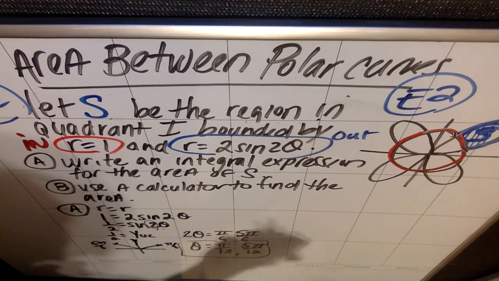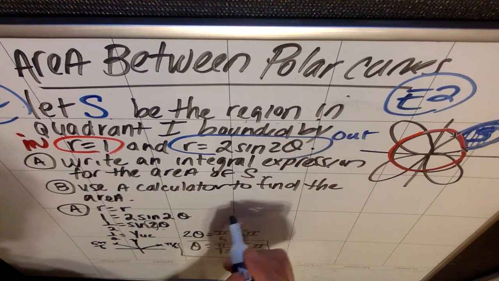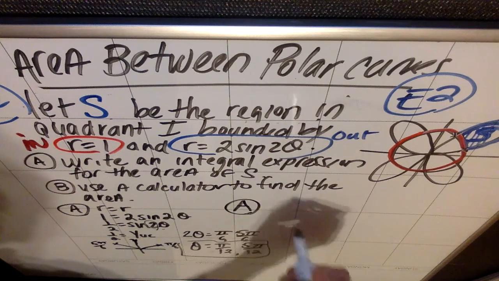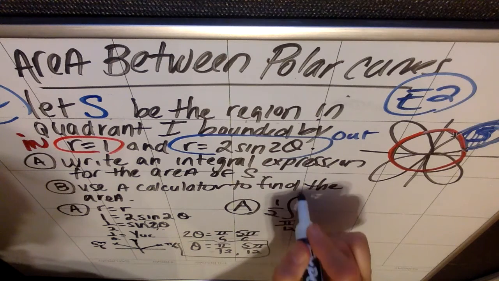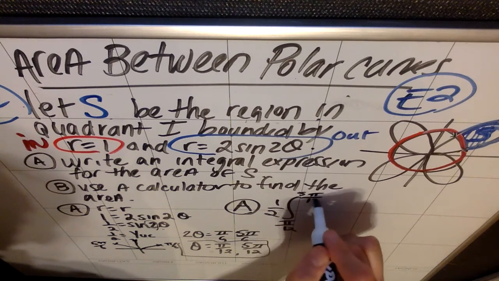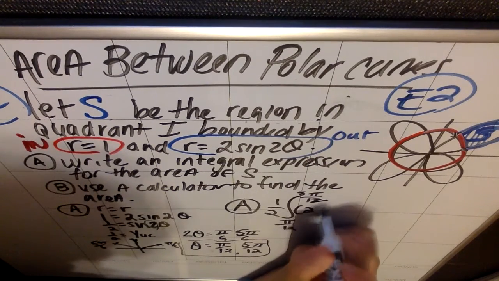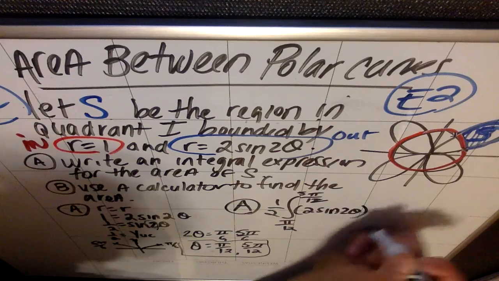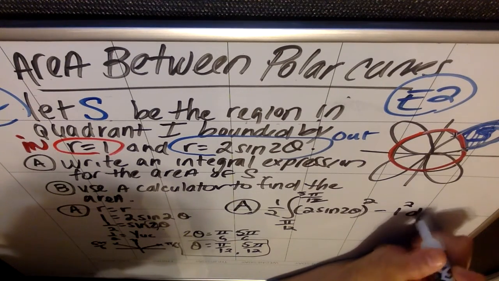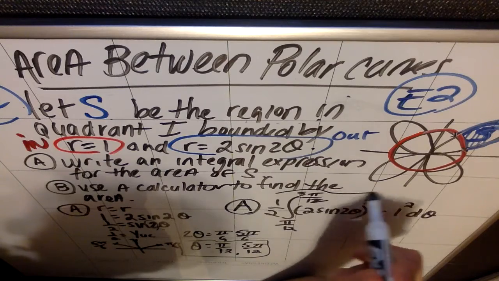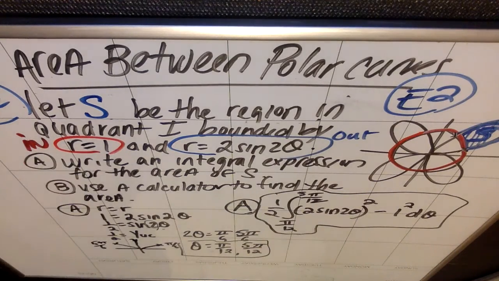Once I know my bounds and I've identified my outer curve and my inner curve, then my answer for part A is simply a matter of 1/2 the integral from pi over 12 to 5 pi over 12 of my big R, which in this case is the 2 sine 2 theta whole quantity squared, minus my little r, which is just 1 squared, with respect to theta. I would not clean this up at all. If you clean it up, you run the risk of making a simple mistake, right?